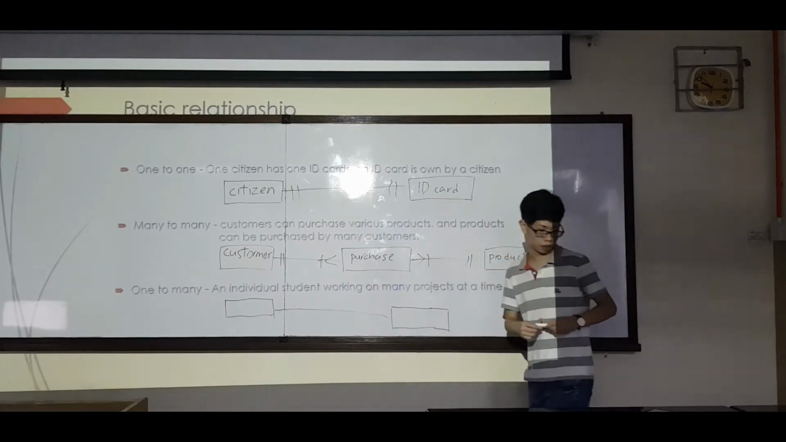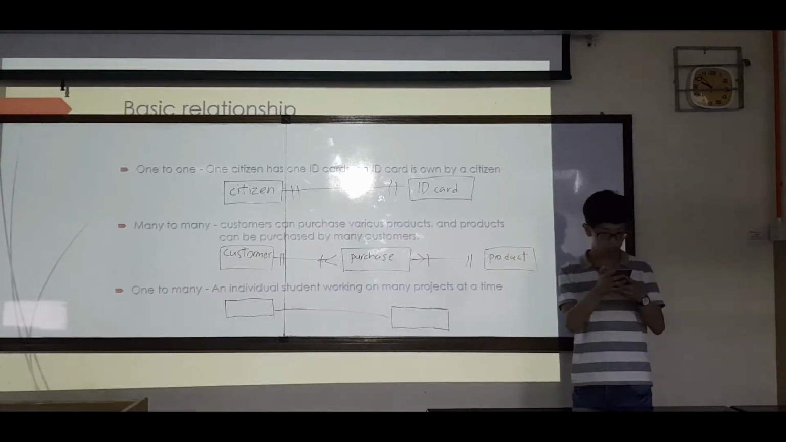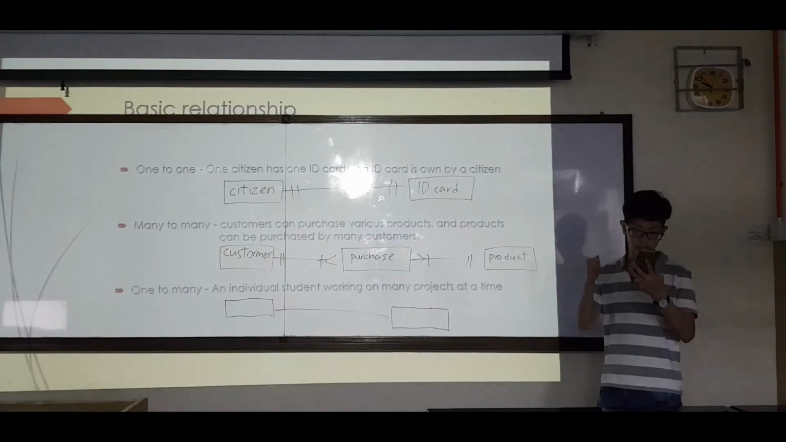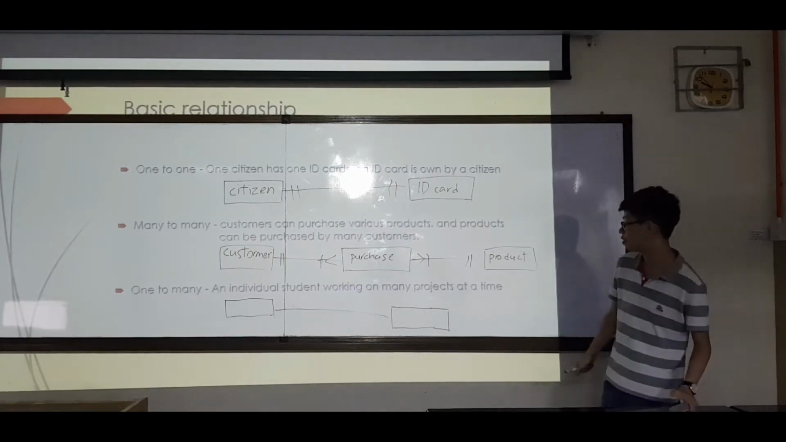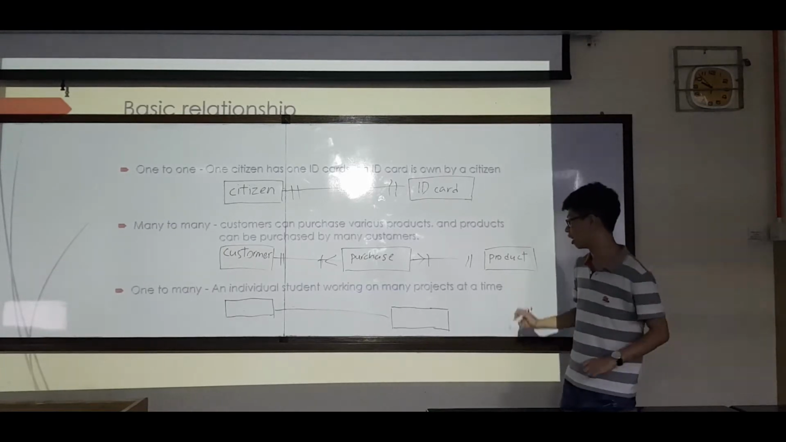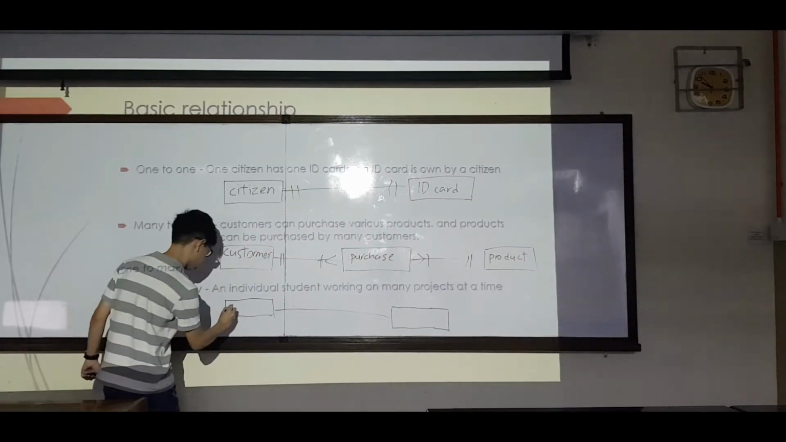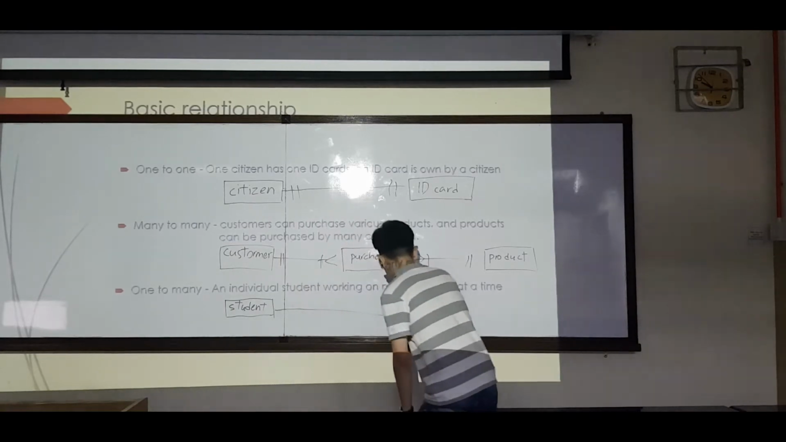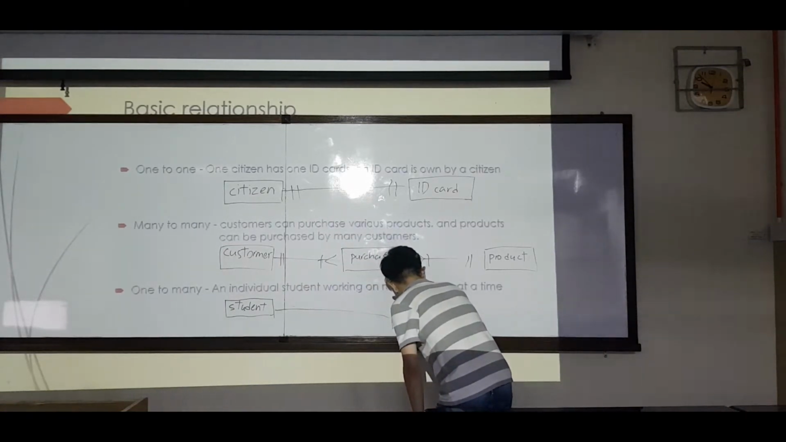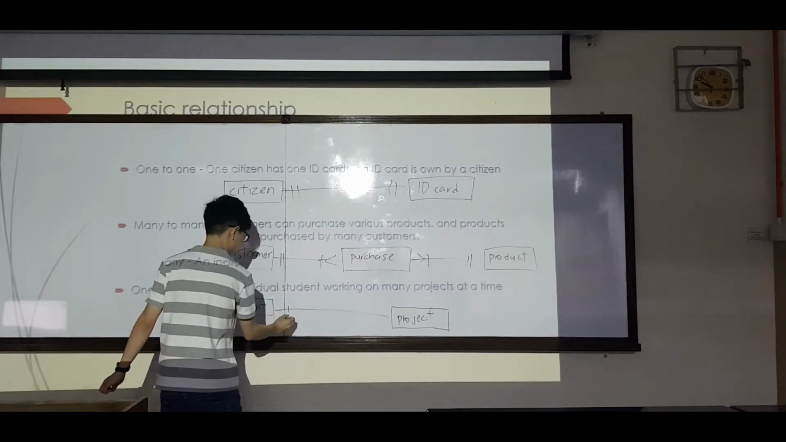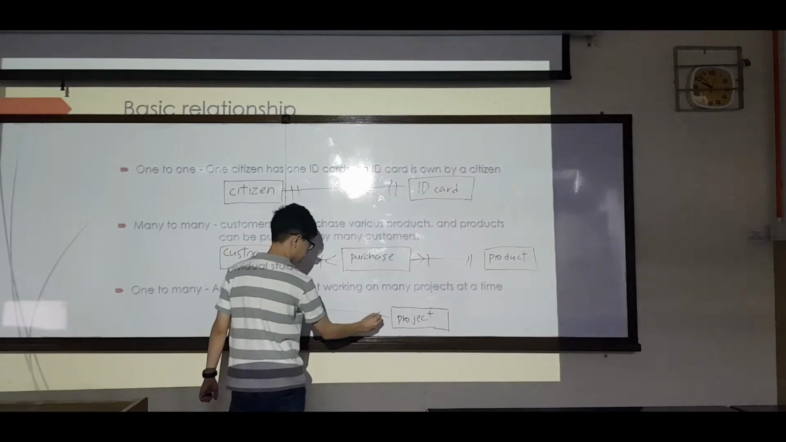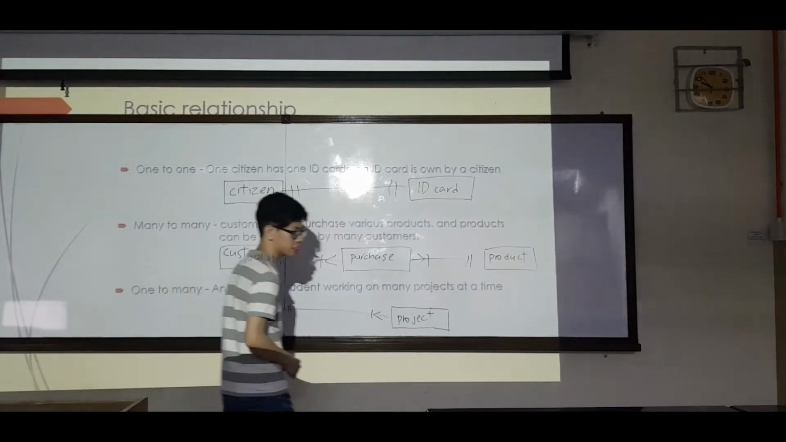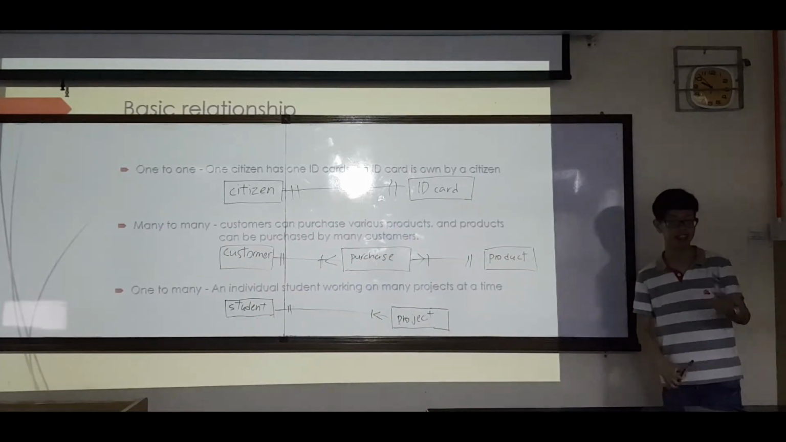Next, I would like to talk about the one-to-many relationship. A one-to-many relationship is where one record in a table can be associated with one or more records in another table. So this is an example: an individual student can work on many projects at a time. One student can work on many projects at a time, and a project must be worked on by a student. This is a one-to-many relationship. Okay, that's all for my part. Thank you.